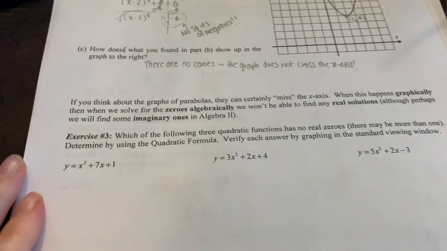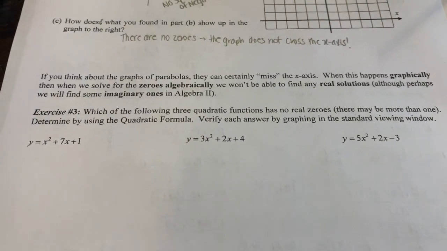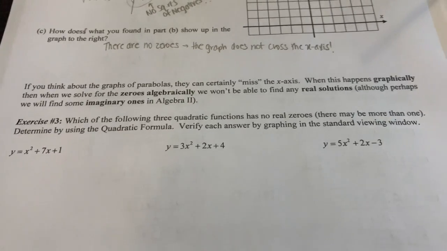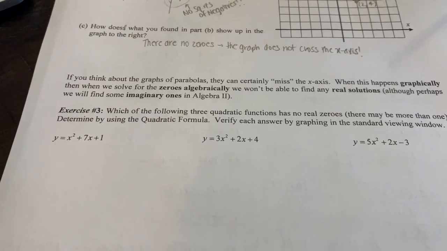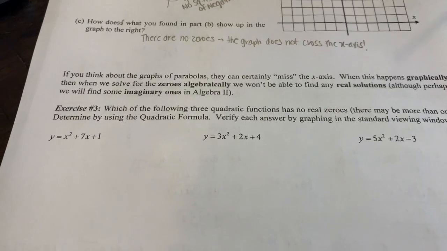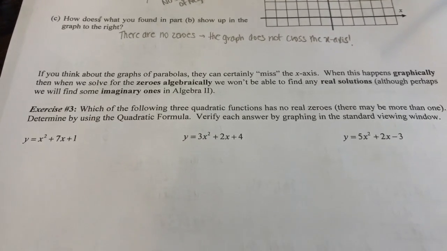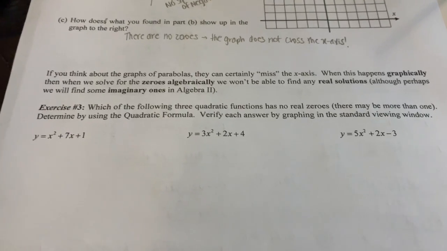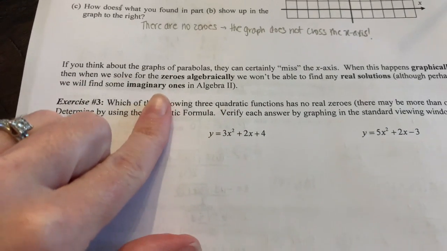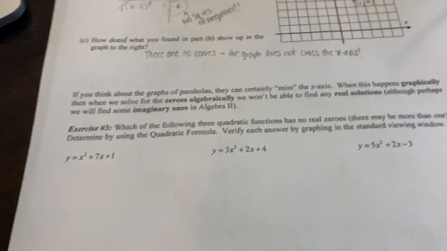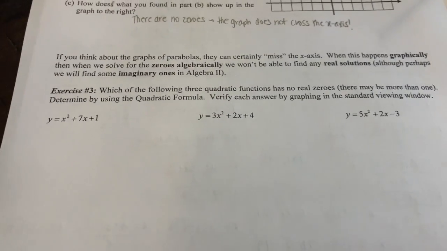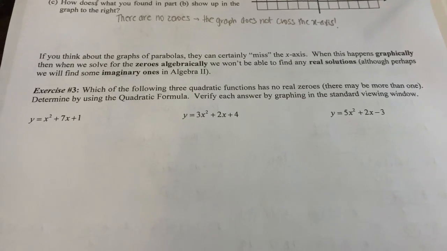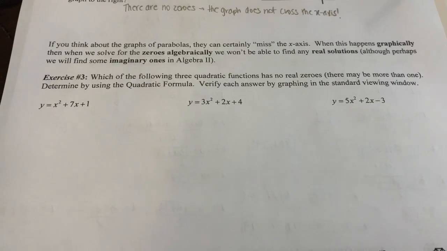Okay, so if you think about the graphs of parabolas, they certainly can, quote unquote, miss the x-axis. So when this happens graphically, then when we solve for the zeros algebraically, you won't be able to find any real solutions. Although, as I just said, you will find what we call imaginary ones in Algebra 2. You guys have heard me talk about imaginary numbers before because I love them so very much. But you get to learn about those in Algebra 2 and Trig.